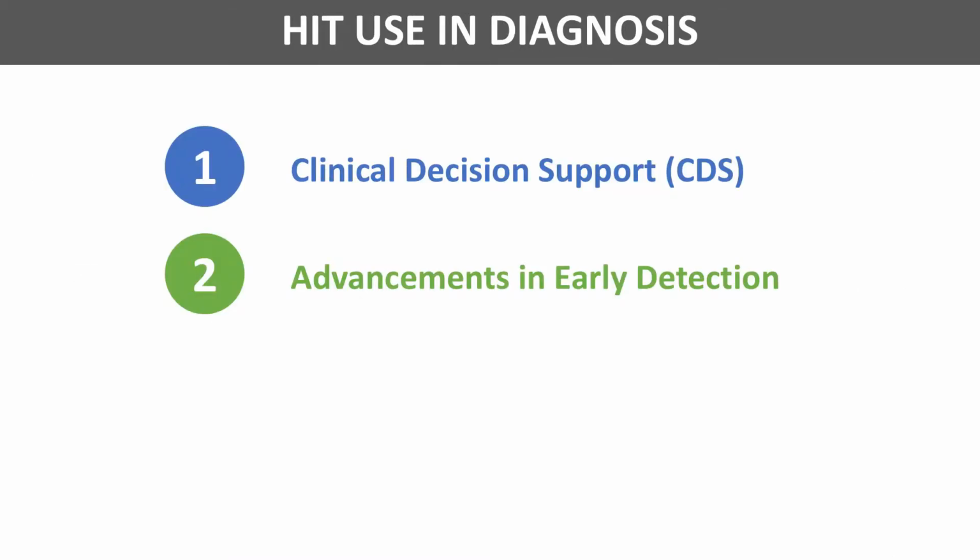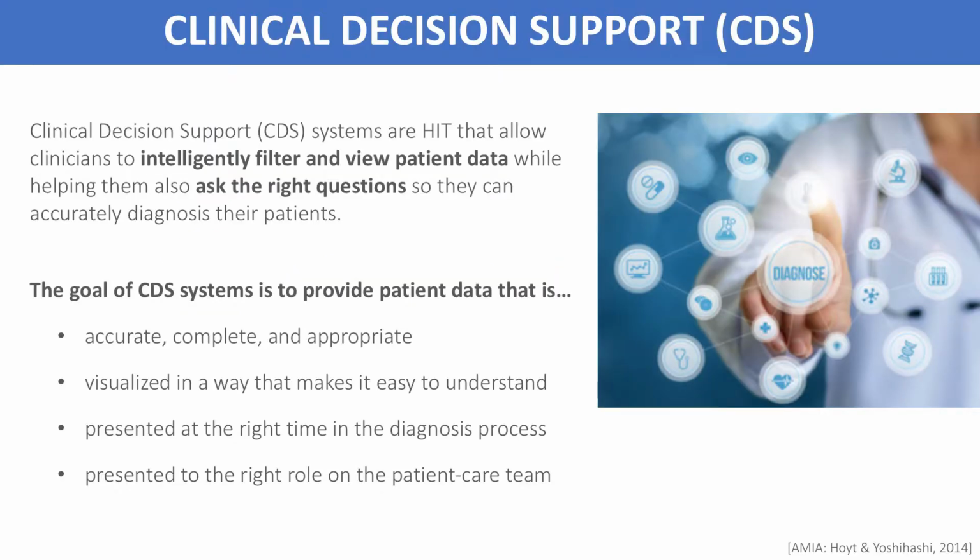There are many technologies that are advancing how clinicians can better diagnose their patients. For this lesson, we'll focus on two of those areas. The first was just mentioned as a common way in which physicians currently diagnose patients, and that is using clinical decision support systems. The second area is about advancements in early detection. This includes making the patient a more active member in the diagnosis process through advancements in use of mobile health technologies and even social media. Let's start with clinical decision support.